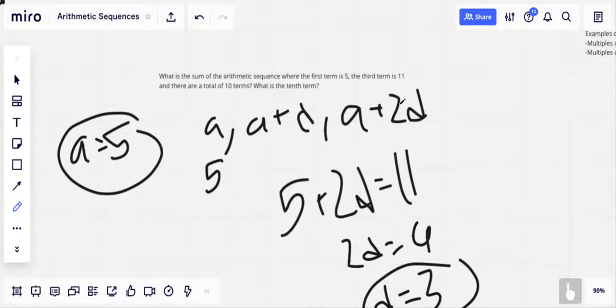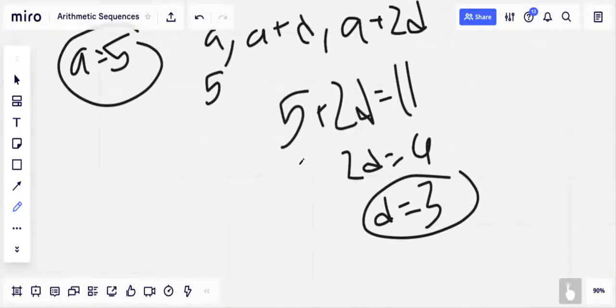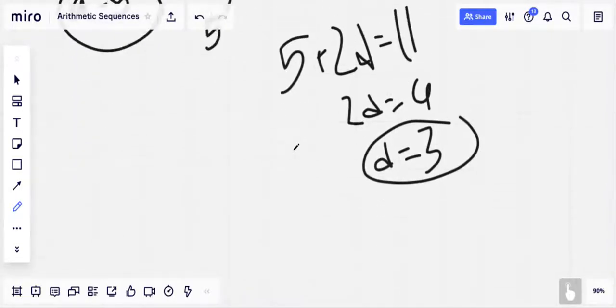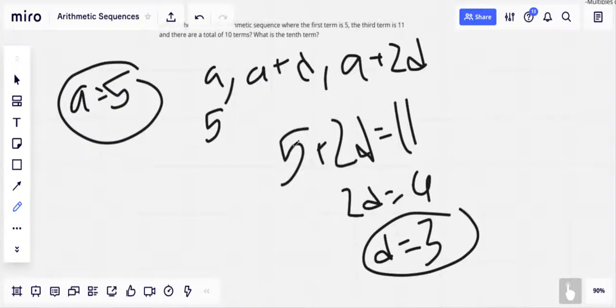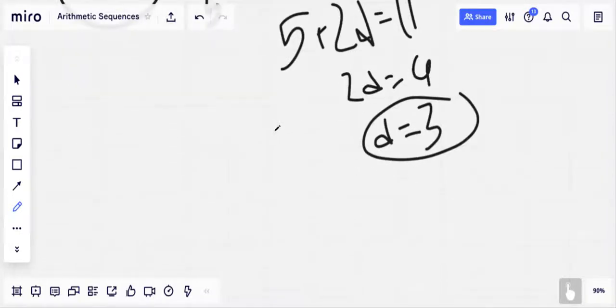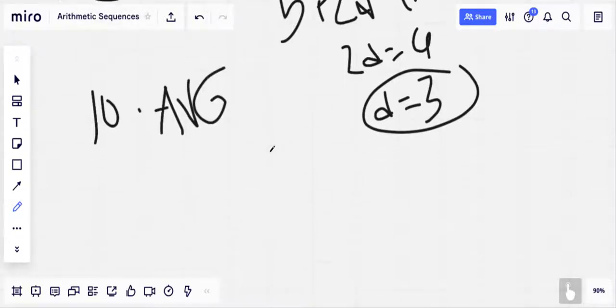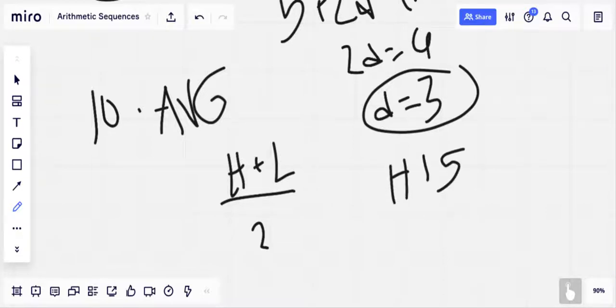Now we can find the sum by multiplying the number of numbers times the average. It states that there are 10 numbers, so we multiply 10 by the average. The average is the highest plus the lowest divided by 2. So our lowest is 5, and then our highest we still have to find out, divided by 2. So we can find the highest.